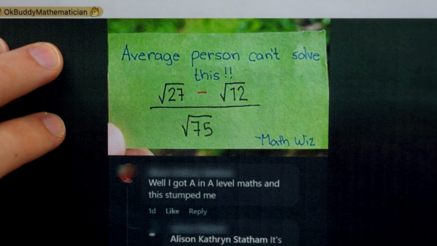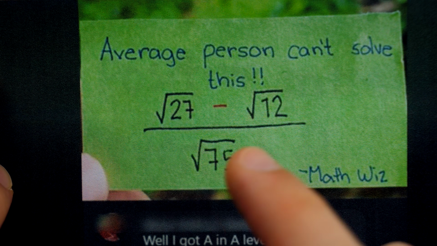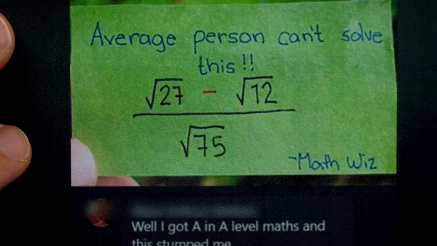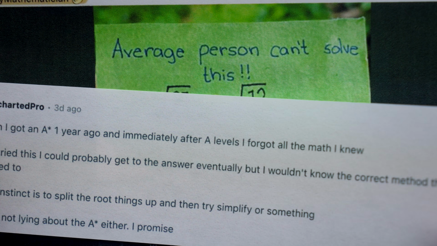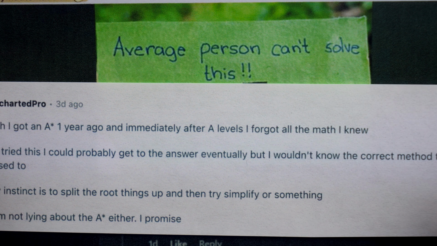This problem, though, is not a snipe hunt. Indeed, the backwards f is just a 7, but it's possible, even if you got an A in A-level math, that you might not know the answer. Unfortunately, we forget things. Someone else said, "Nah, I got an A 1 year ago, and immediately after A-levels, I forgot all the math I knew."